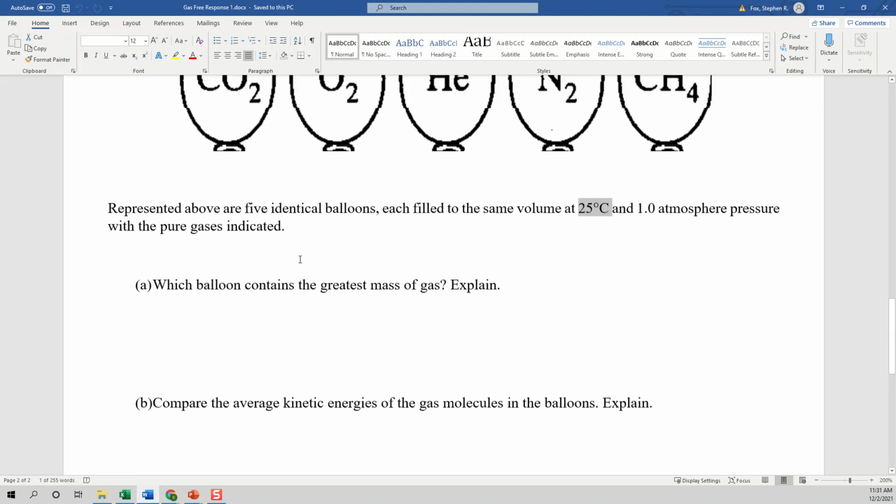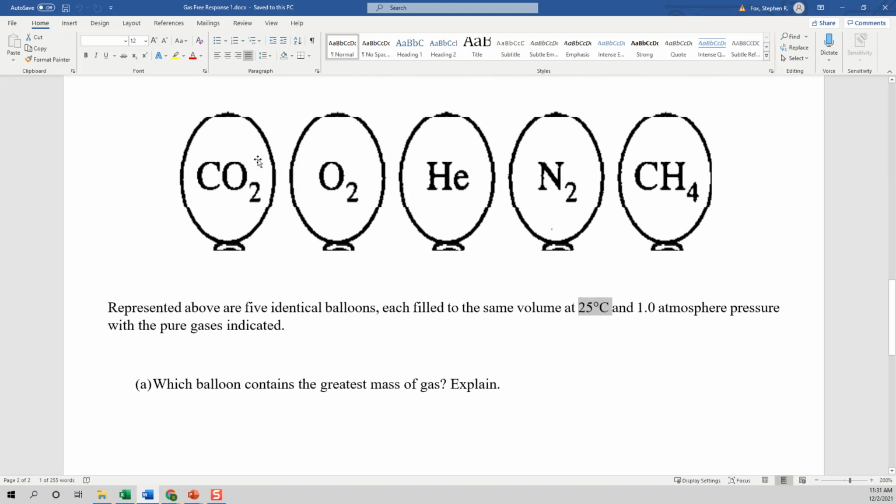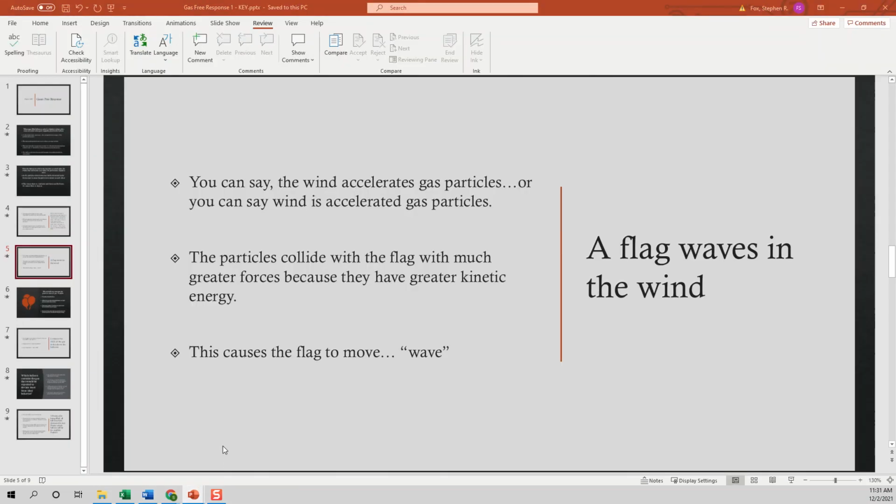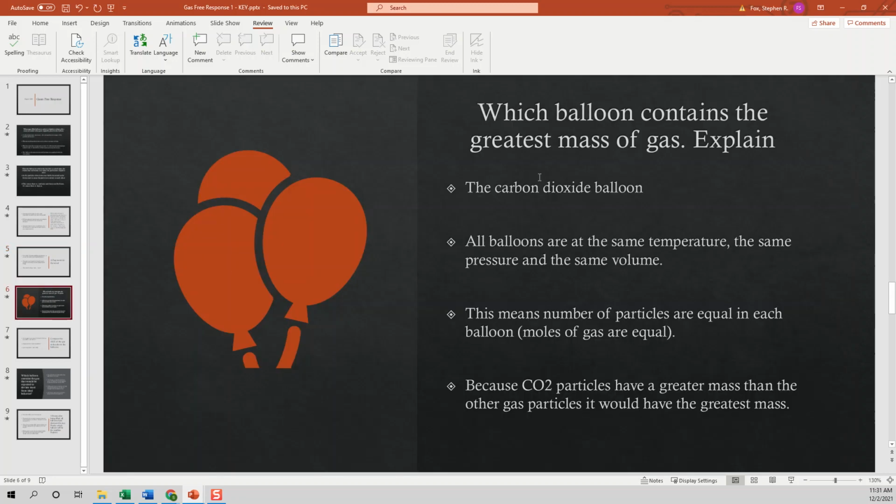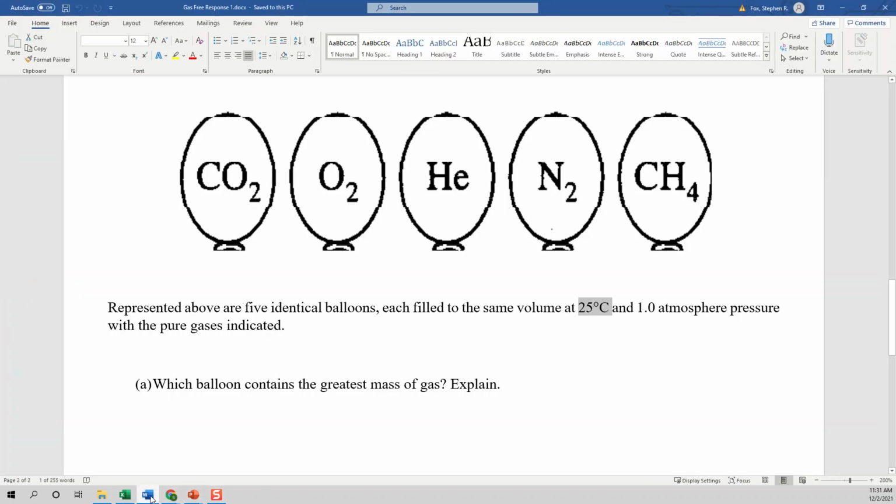So, okay, part A, what has the greatest mass? Well, CO2. Why? Same number of particles, but each particle weighs the most there, okay? So let's see what we have on our answer key. The balloon with the greatest mass would be the carbon dioxide balloon. All balloons are at the same temperature, the same pressure, the same volume. This means the number of particles is equal in each balloon. Each moles of gas are equal. Because CO2 particles have a greater particle mass than the other gas particles, it would have the greatest mass overall. All right. Make sense?